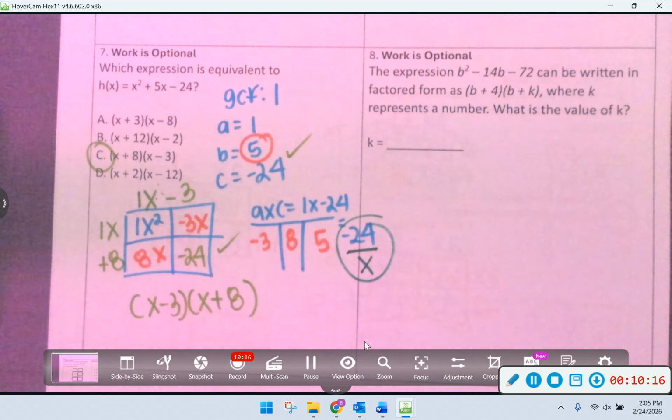Perfect. All right, number 8. The expression b squared minus 14b minus 72 can be written in factored form as b plus 4, b plus k, where k represents a number. What is the value of k?